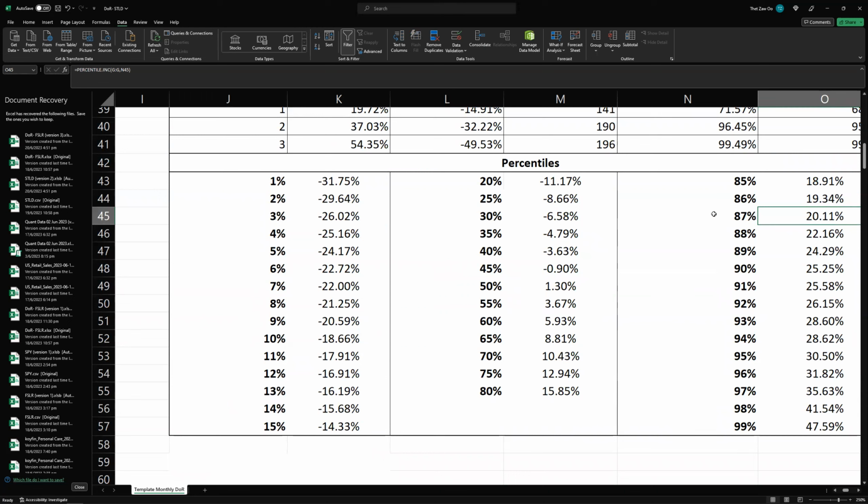So positive 20% is actually at the 87th percentile. But it doesn't mean that you have 87% chance of hitting your TP. It actually means that you have 100 minus 87, which is 13%, meaning within the month, you have 13% chance of getting 20% gain. Okay, so this is the percentile.